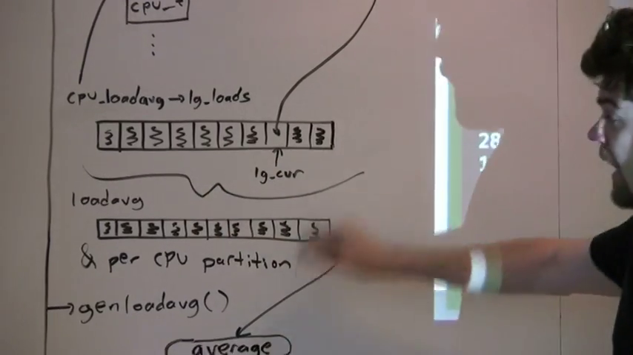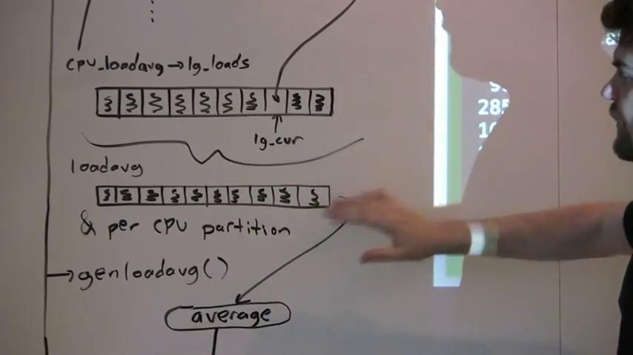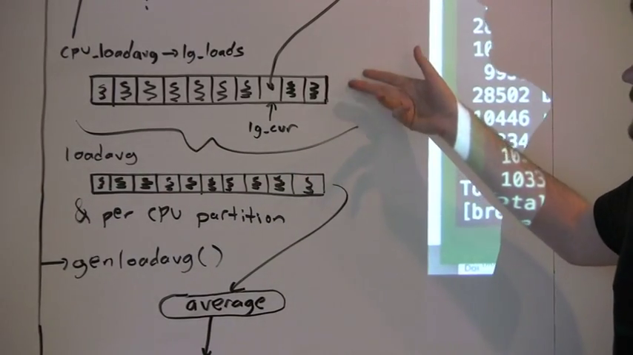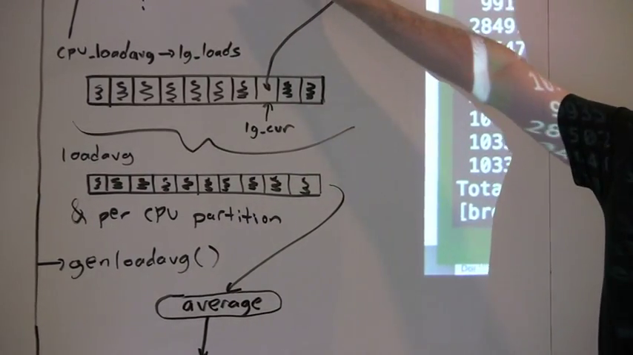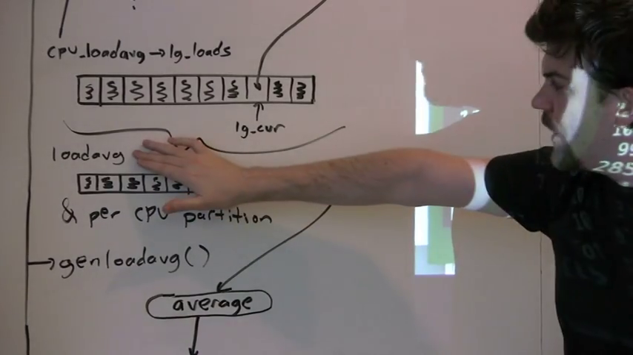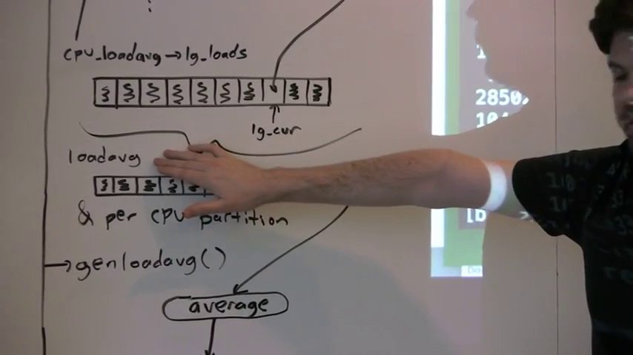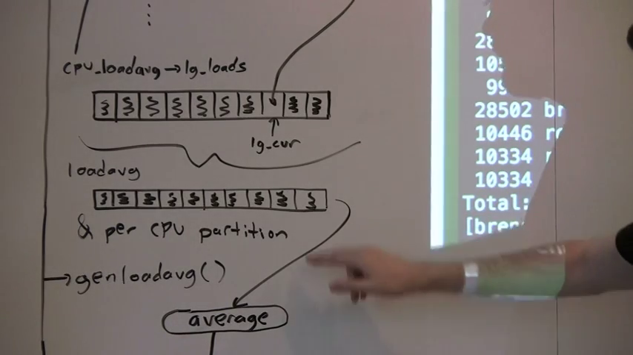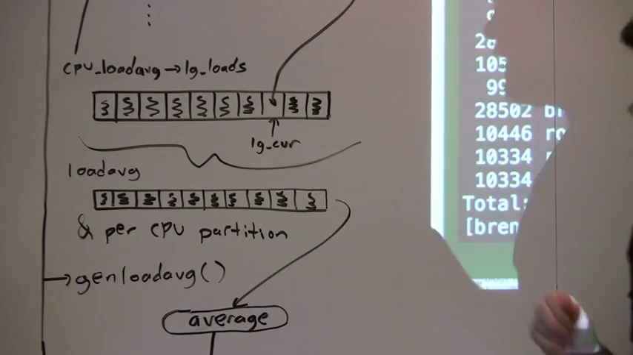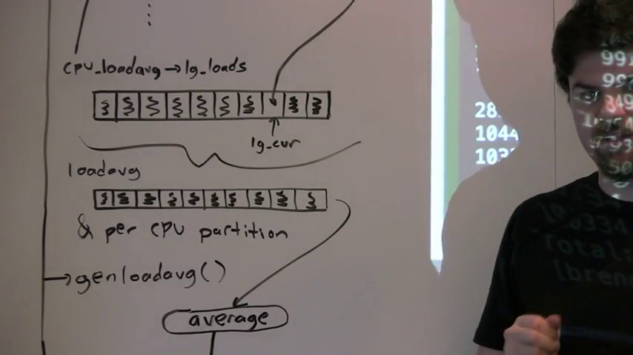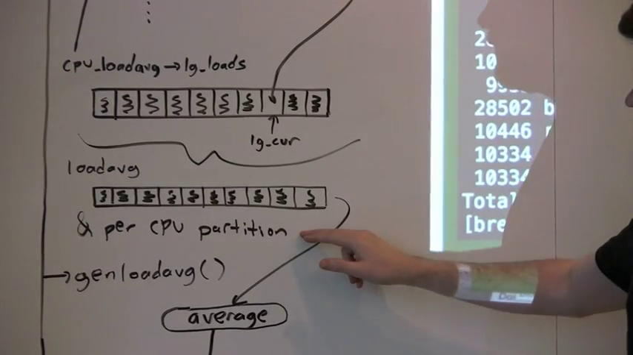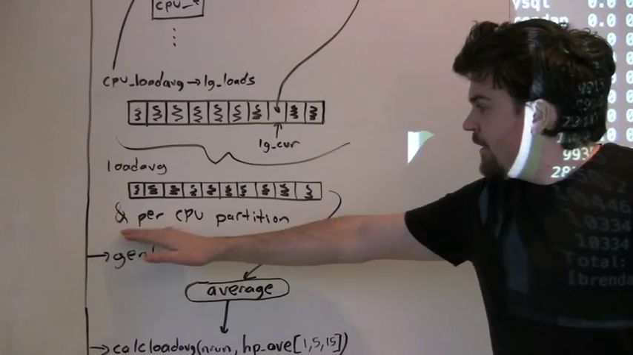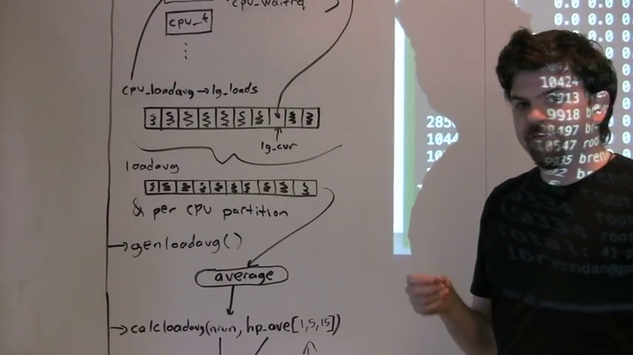That, and apart from doing this per CPU, this is also done system-wide. So it actually adds up all of the load averages derived on these high-resolution metrics. This is added into a system-wide variable called load average. Again, it has the previous 10 seconds, and also adds it together per CPU partition. That's if you're using processor sets or using pools. It does record the load averages for each of them as well.